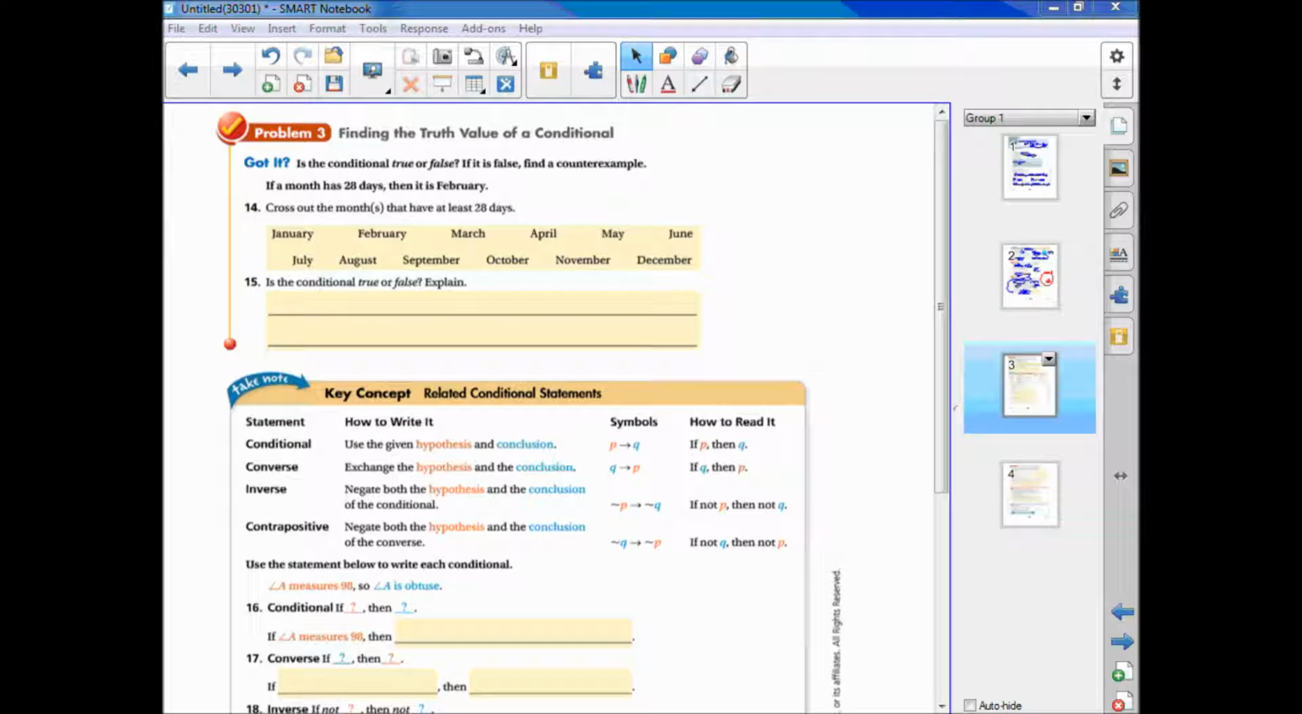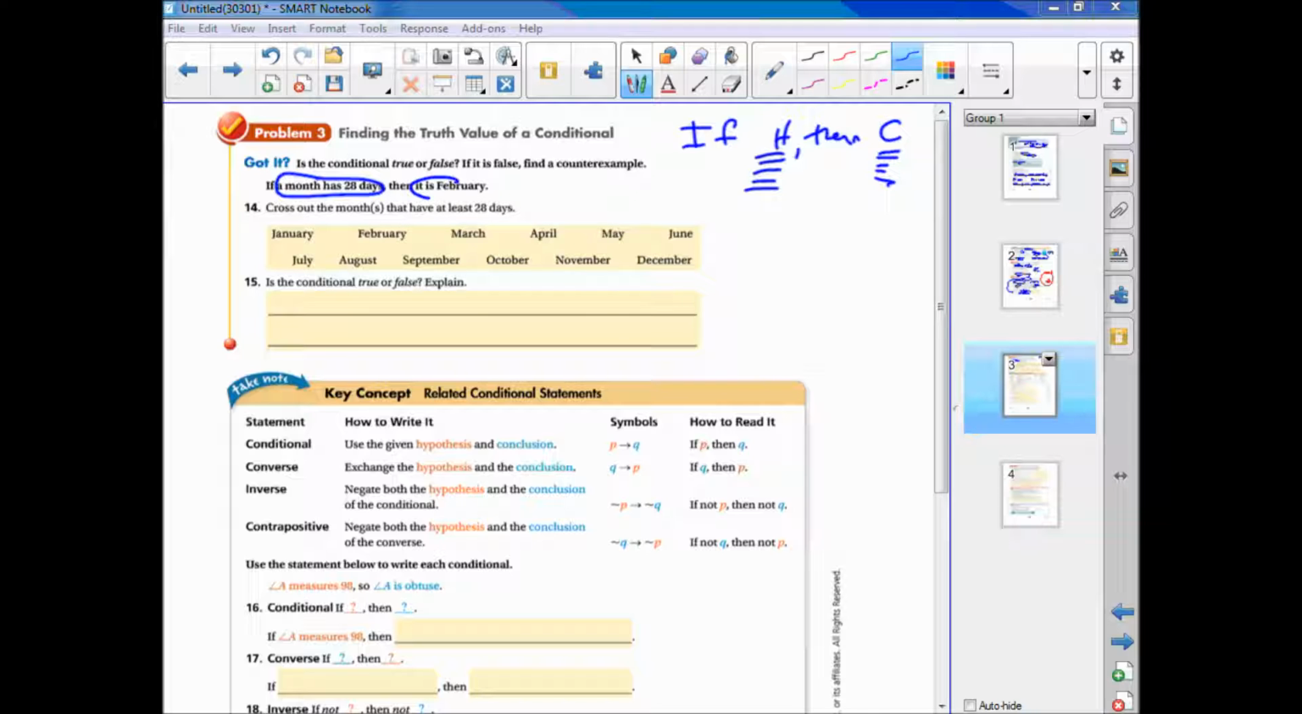On the third page, we have finding the truth value of a conditional. Is the conditional true or false? If it is false, then you have to find the counterexample. What we want to think of for if-then statements, or conditional statements, is: if the hypothesis, then the conclusion. For everything that makes this true, does it also make that true? Here's our example: if a month has 28 days, then it is February. So we're saying, if this month has 28 days in it, then that month's February.